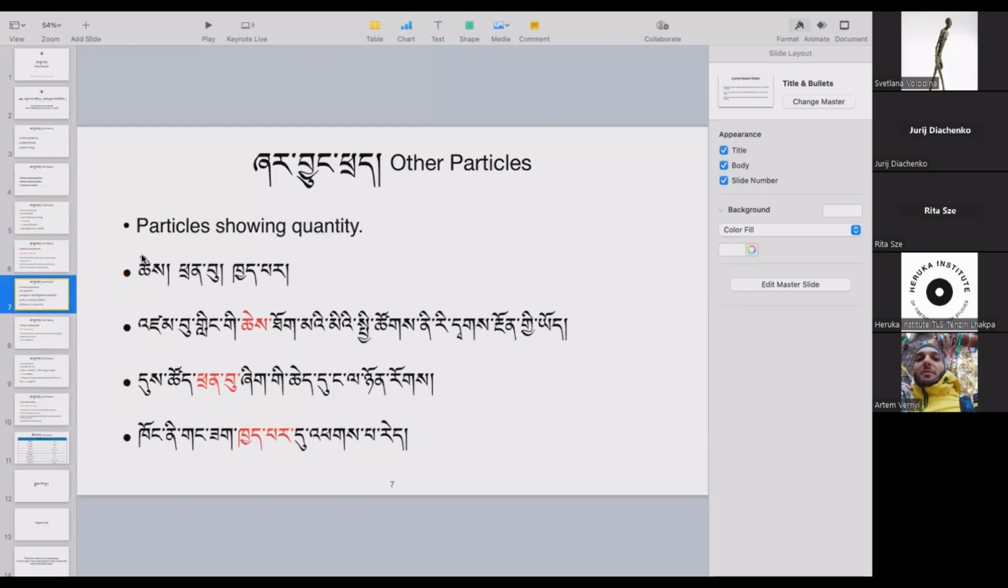Okay, now the second one is particles showing quantity. Quantity may not be a definite quantity, and it may be something that is not directly talking about the quantity of things in terms of how much is there. So the first one is che. Second one is tempo. Third one is kepar.